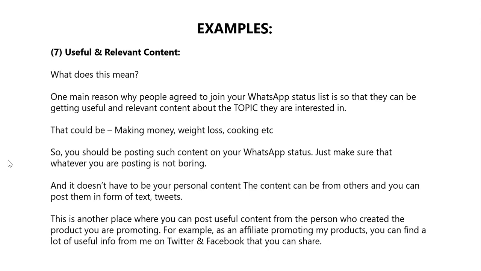Now, when you are promoting products for a vendor, the content can also be from the vendors too. And you can post them in form of text, or in form of tweets, or in form of quotes and images. For example, let's say you are an affiliate promoting my products. You can find a lot of useful content from me on Twitter, on Facebook, from my email list, on my blog, and you can share this content with people on your WhatsApp list.